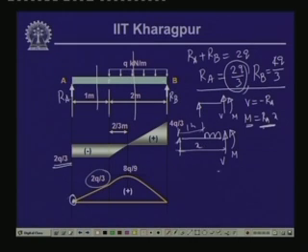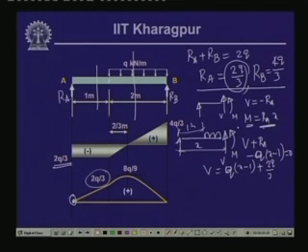So, here the value of the shear force V, if we take the vertical equilibrium, V plus RA minus W into X minus 1, this is equal to 0. So, V is equal to W into X minus 1 plus RA, which is 2Q by 3. I am sorry, this is Q, the uniformly distributed load.